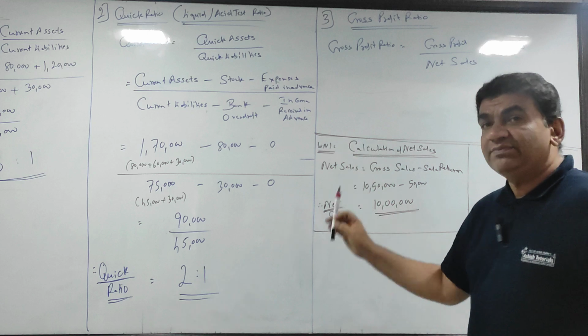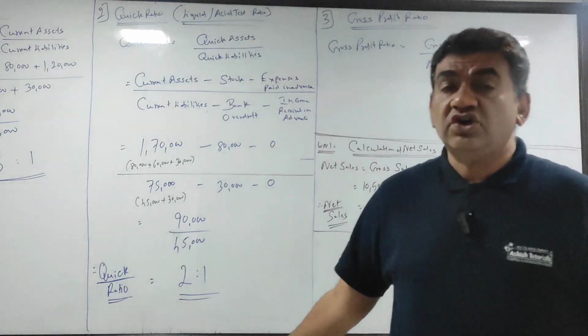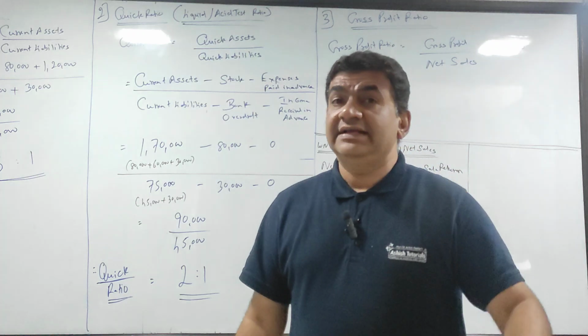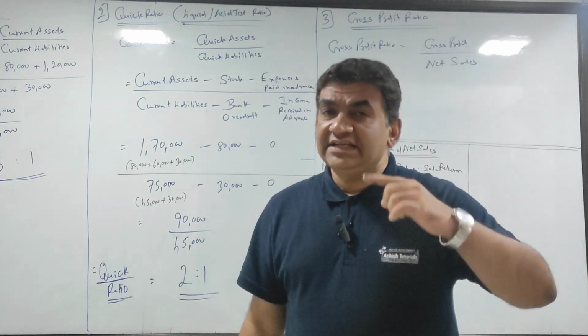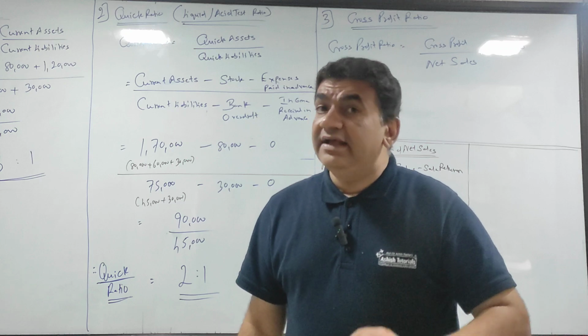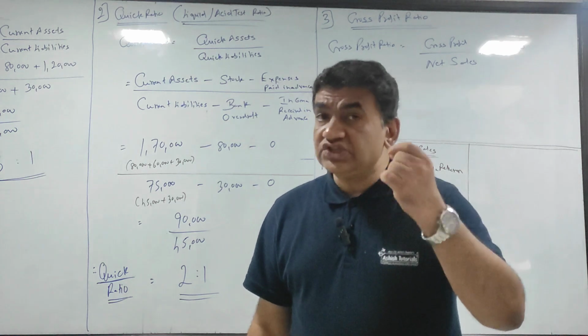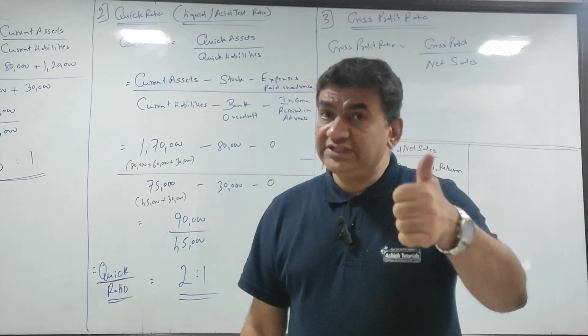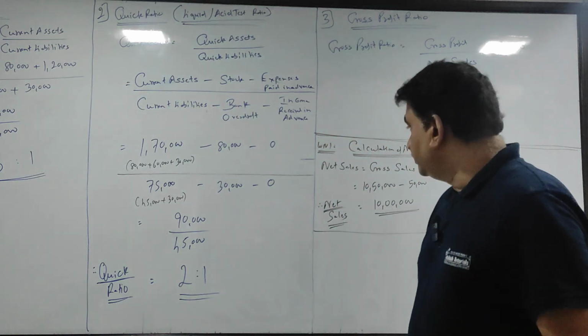Now how do we get gross profit? In this sum it's not given directly. Remember the income statement: net sales minus cost of goods sold gives you gross profit. So net sales we have got. Now I need cost of goods sold.